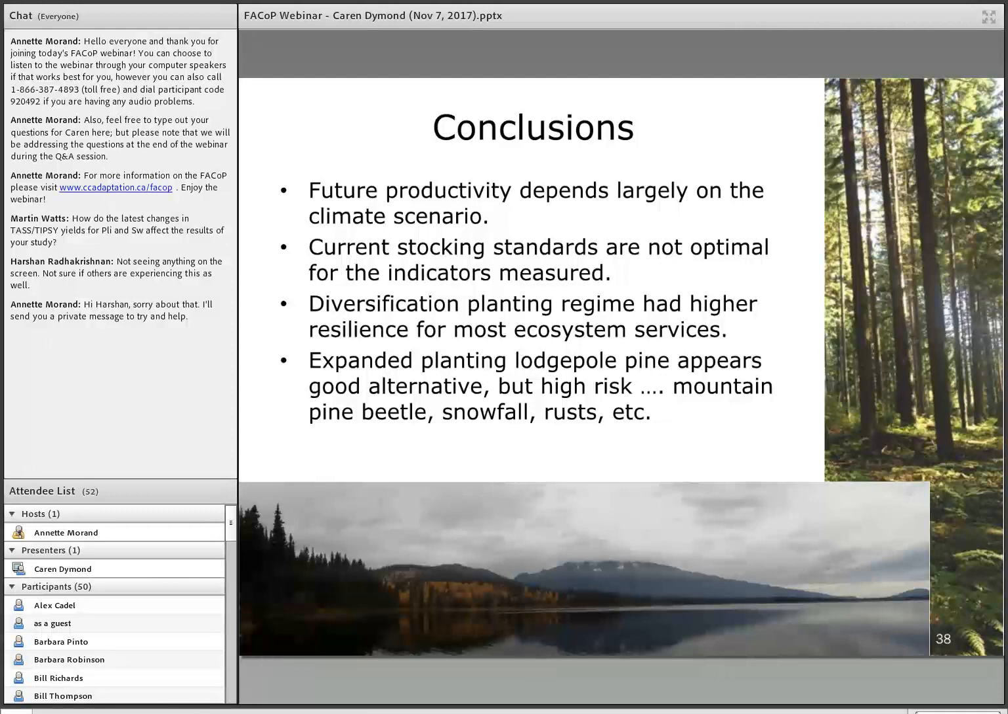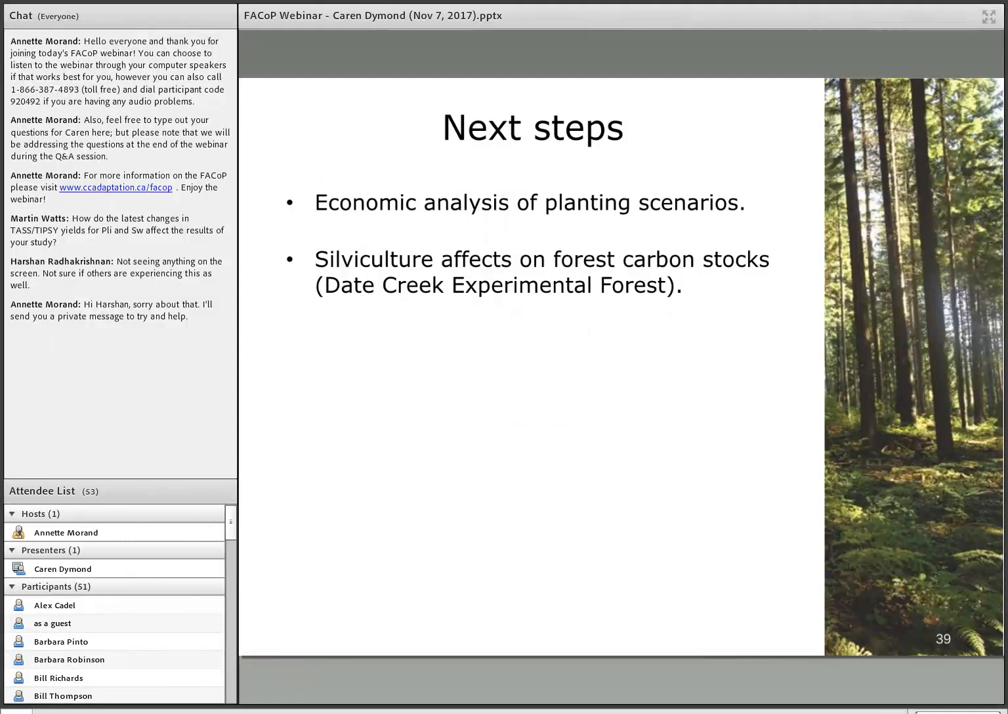Expanding the planting of lodgepole pine appears to be a good alternative, but there are risks associated with it that weren't in the model. We did have mountain pine beetle in the model, but this is a high snowfall area, and it's currently not planted in those regions because of snow press damage to seedlings. There's also been quite a bit of documented rust problems within this area of British Columbia on pine specifically. So it wouldn't be high on our list of recommendations.